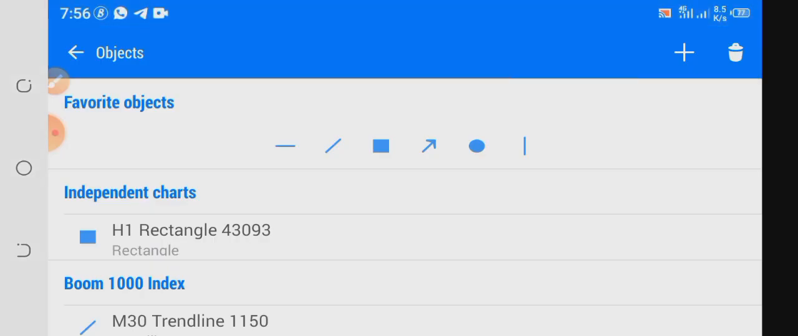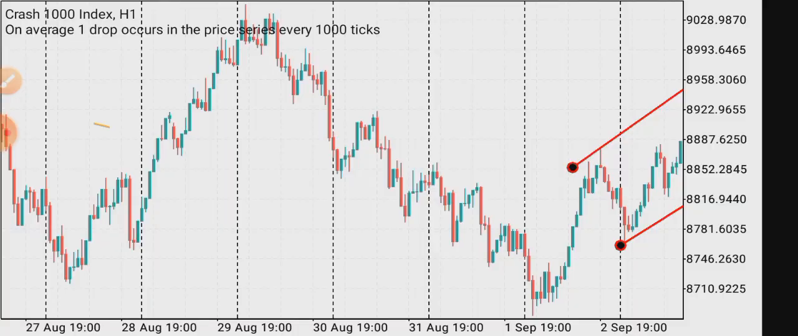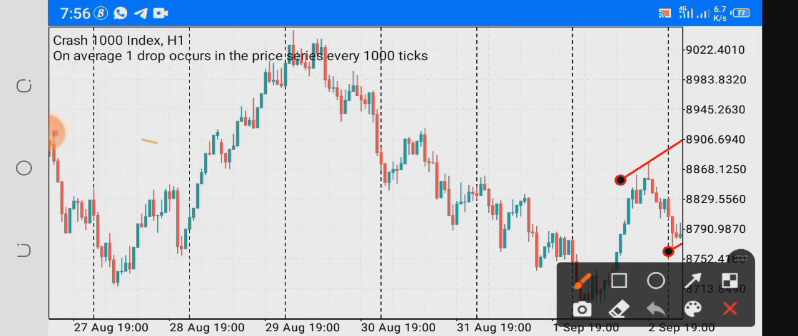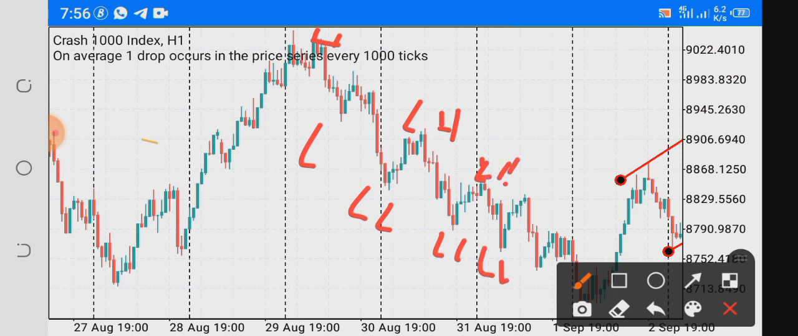Look at what the price is doing here. Pay attention to this place. If you look at the price there, you have a high here, right? You have a low here, then you have a low here, and a lower high here, right? You have a low here, and you have a lower high here. You have a low here, you have a lower high here.